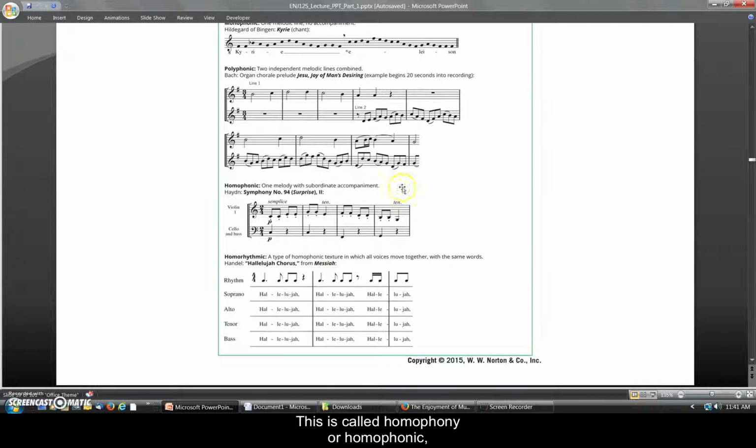This is called homophony or homophonic. And basically, this is like a song texture, which is what we hear most often, where we have a clearly defined melody with a harmonic structure underneath that's only providing secondary help. It's not the primary melody like we hear in the first line.